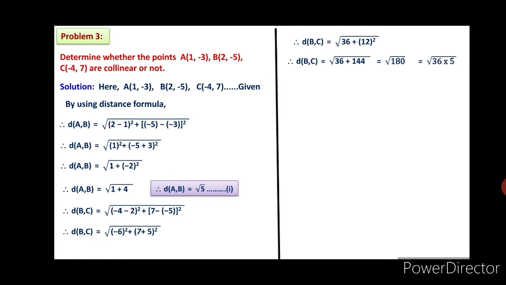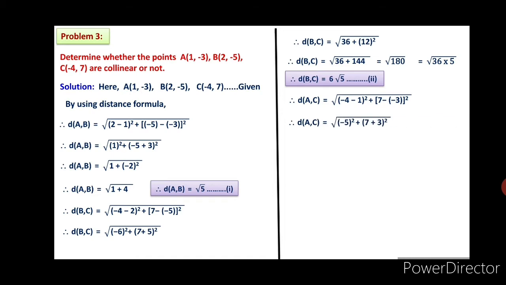Under root of 180 is nothing but 36 into 5. 36 is here a perfect square. So distance between points B and C will be 6 root 5. This is statement number 2. Similarly, we can find the distance AC, which will be equal to under root of (−4 − 1)² + (7 − (−3))². So here AC is equal to under root of (−5)² + (7 + 3)². Therefore, 5 squared is 25, 7 + 3 that is 10 squared. Therefore, distance between A and C will be equal to under root of 25 + 10 squared is 100.